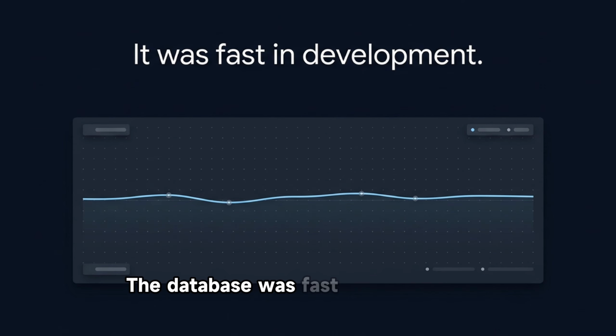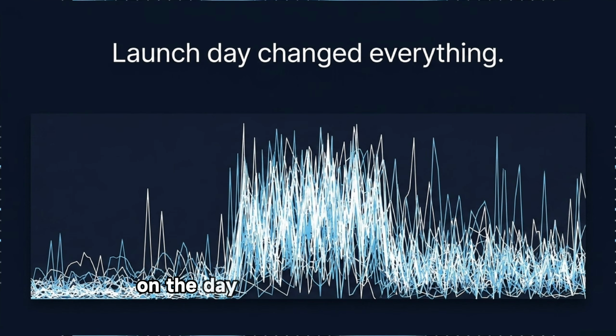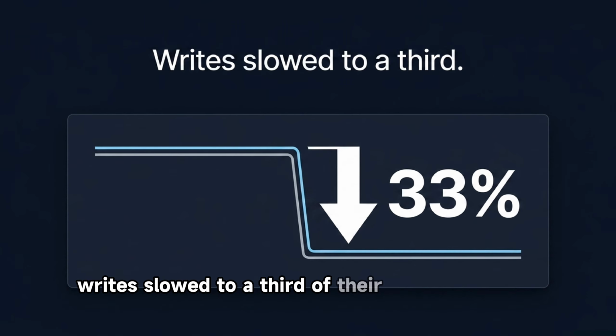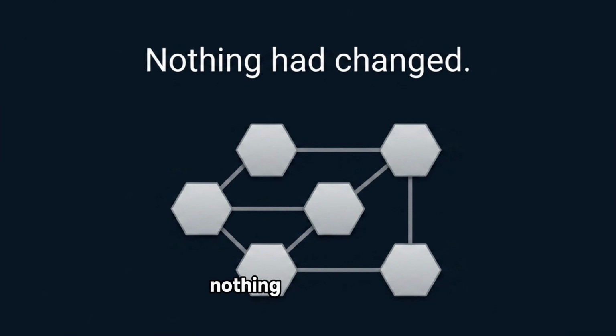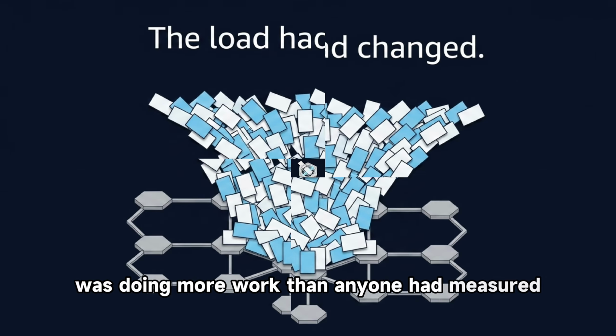The database was fast in development. It was fast in staging. On the day of launch, under real load, writes slowed to a third of their expected speed. Nothing had changed. The constraints had always been there. There were just now 100,000 users writing data simultaneously, and each write was doing more work than anyone had measured.